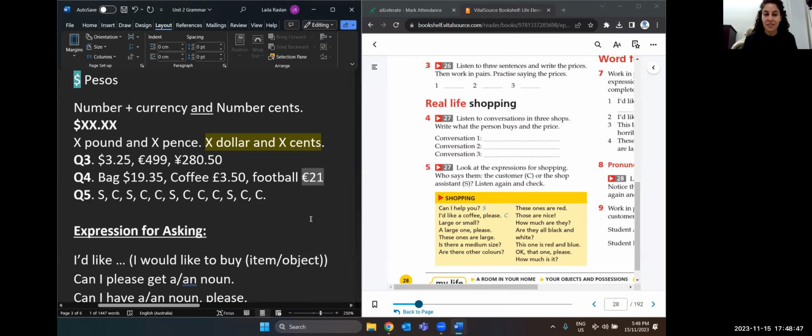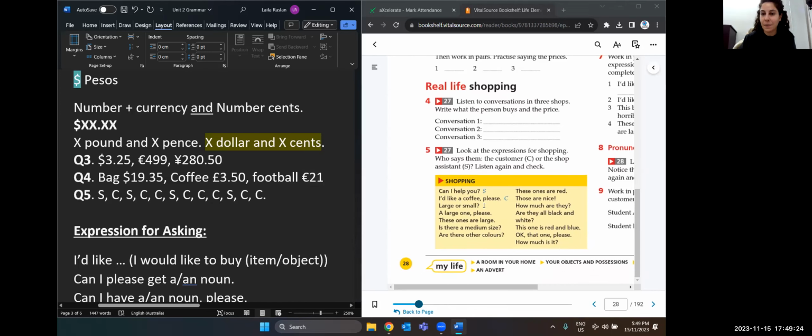So now we know how to buy objects and we know how to say the price in different currencies. So every country, so the dollar, Australia, USA, Canada, maybe some other countries. The pound, we know that's in England. And the euro, we know that's many European countries like Italy and France and Germany. So when you travel to the places, you know what is their currency and how to say the price of an object.